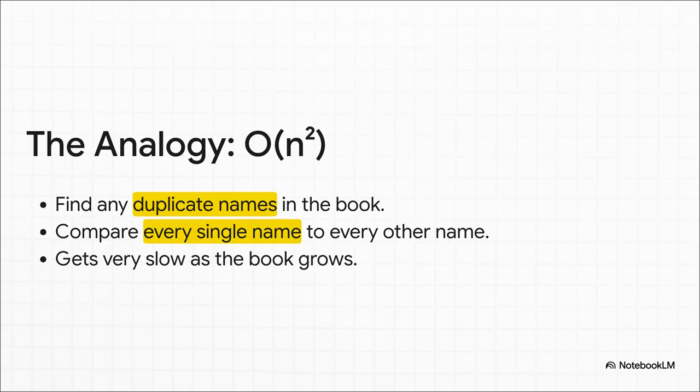The work doesn't just grow, it explodes. And the code equivalent? Oh yeah, it's that dreaded nested loop, a loop inside of another loop. That's a classic O(n squared) problem.